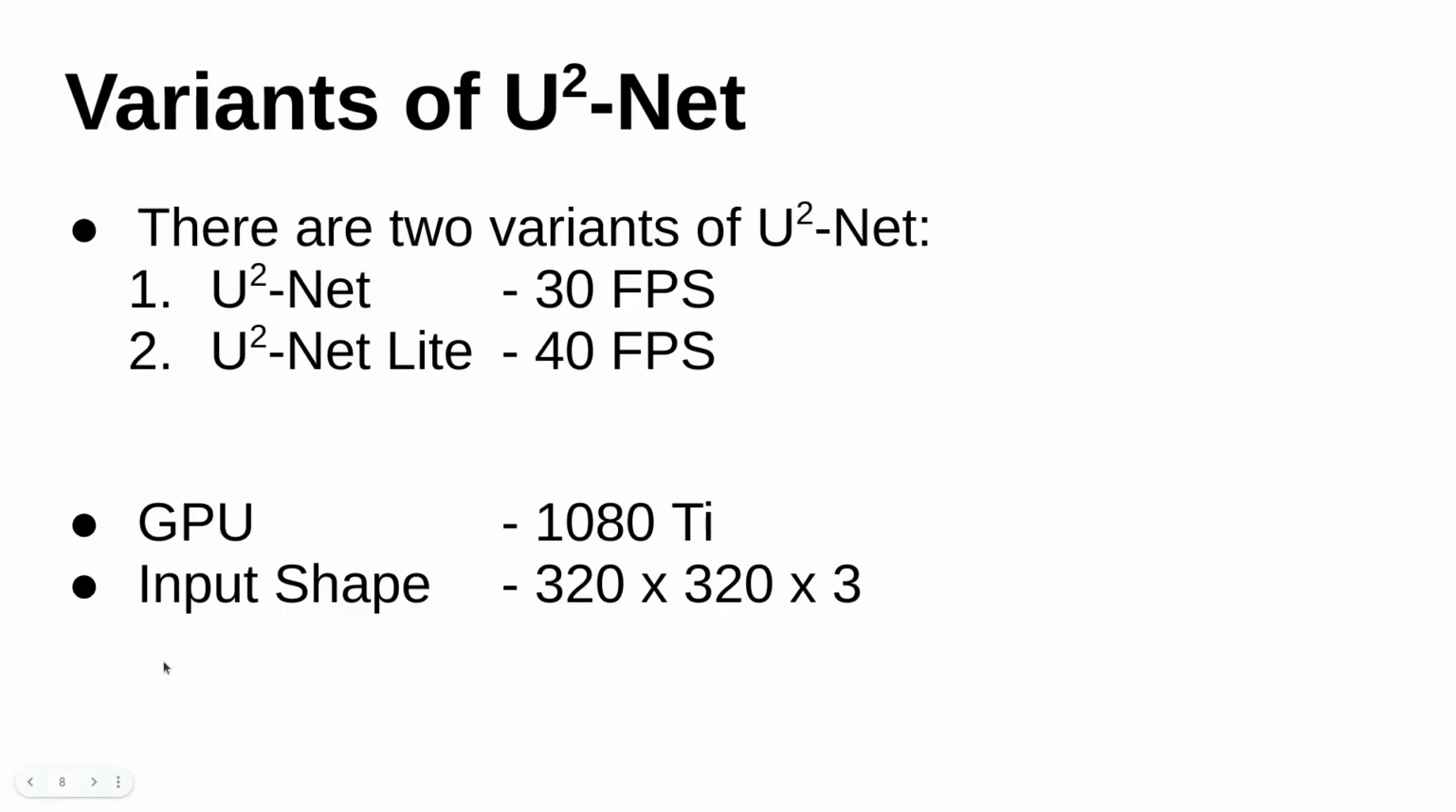Now there are two variants of the U2Net. First is the normal U2Net, which achieves 30 fps, and second is the U2Net Lite version, which achieves 40 fps on a 1080 Ti with an input shape of 320 by 320. So that is a short, or I can say a simple, introduction to the U2Net. Now we'll implement it in the TensorFlow framework.